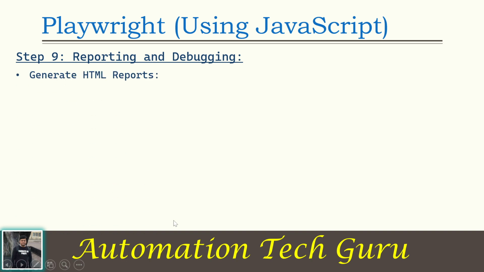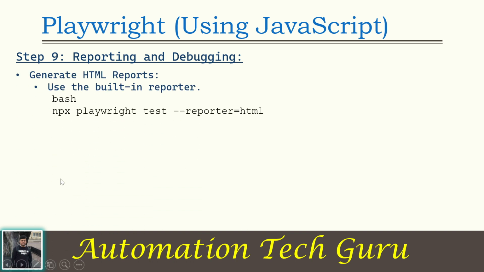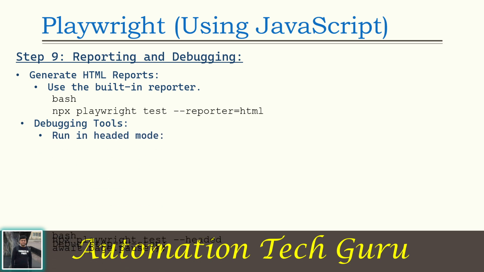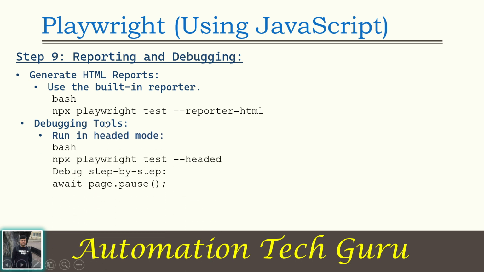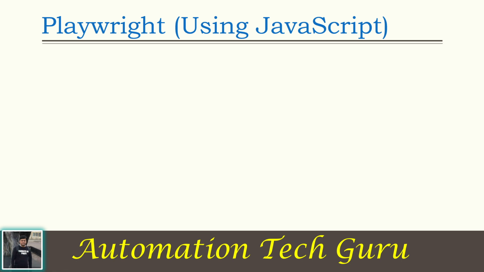For reporting and debugging, to generate an HTML report, use the built-in reporter. You can use npx playwright test reporter equal to HTML. It will generate the HTML report. Debugging tool: run in headed mode. If you want to run in headed mode, you can use npx playwright test headed debug, and for step by step, await page dot pause. So it will pause step by step for debugging, right?